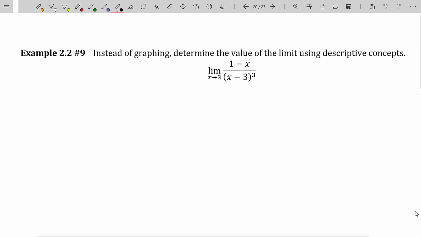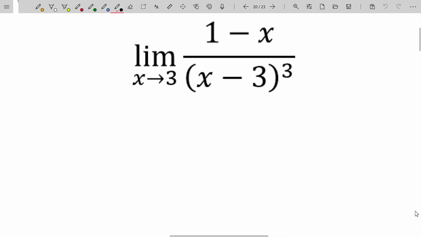Now, I did say that the power being squared on that denominator was very important, and here is why. So this is the next example. Investigate the same limit, actually, right? It looks very similar to the previous problem. The only difference is this power. It's now a third power instead of a second power.